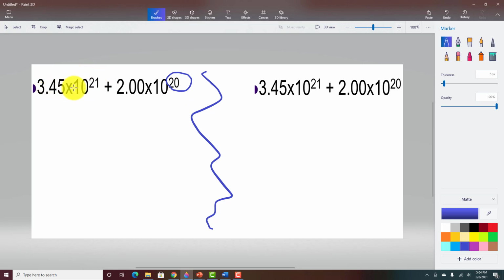To make the exponent go down, I need to move the decimal to the right. Okay? This is going to give me 34.5 times 10 to the 20th. Sorry about the handwriting there. Okay? And then over here, it's going to stay 2.00. I'll just make that 2.0. And then times 10 to the 20th.